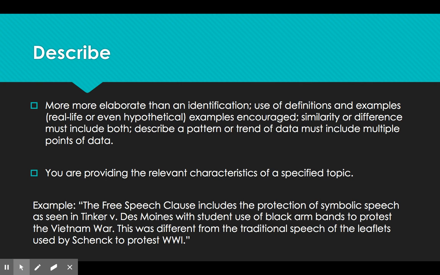So for example, this free speech clause includes the protection of symbolic speech as seen in Tinker v. Des Moines with the student use of black armbands to protest the Vietnam War. This was different than the traditional speech of the leaflets used by Schenck to protest World War I. Okay? So make sure that if you're describing, you're doing more than just identifying, okay? You're using those definitions and examples.